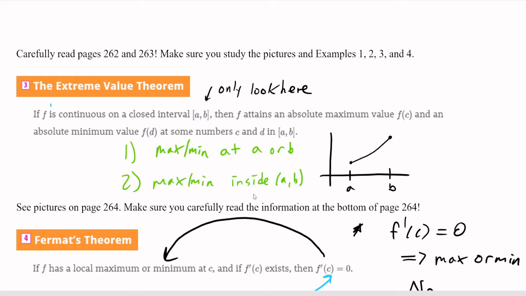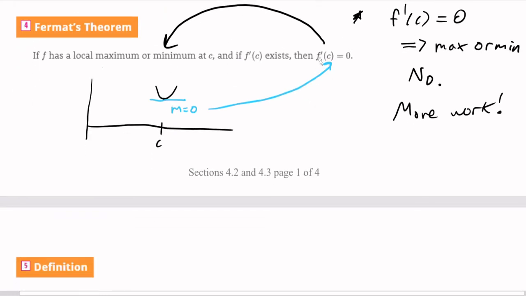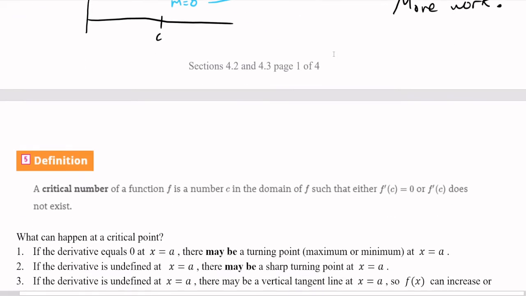So this situation is what we're going to be thinking about here. If we've got an A to B, not the whole possible domain, just a fixed domain, A to B, we look at the endpoints to see what happens. We look inside, which we're going to talk about, how do we find the max or mins inside. Well, we've got Fermat's theorem for that. And so it's almost like 2 problems. Check the endpoints, then check what's happening in the middle. Okay? So we'll talk about that a little bit more later. So we've got the extreme value theorem helping us learn about max or mins. We've got Fermat's theorem helping us find a way to try to find them, which is awesome.